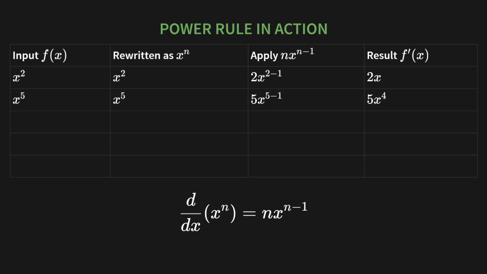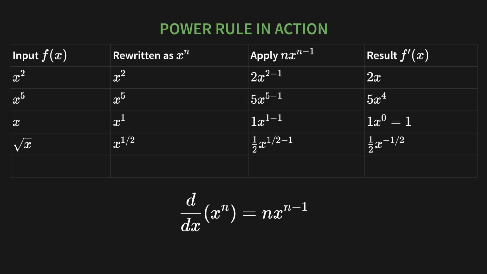Okay, what about just x? Well, remember that x is really x to the 1st power, so the 1 comes down. 1 times x to the 1 minus 1 power. And x to the 0 power is just 1, so the derivative is 1. Now for a tricky one, the square root of x. First we have to rewrite it. The square root of x is the same as x to the 1/2 power. Now we apply the rule. The 1/2 comes down, times x, to the 1/2 minus 1 power. Our final result is 1/2 x to the negative 1/2 power.